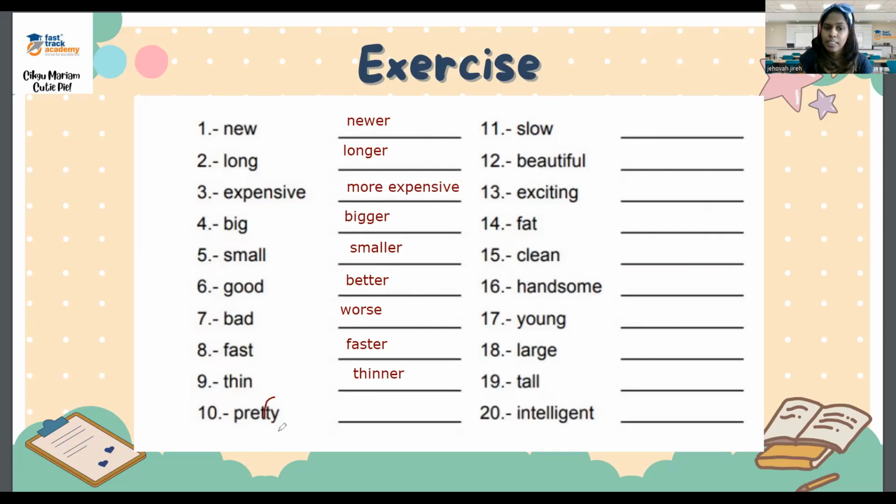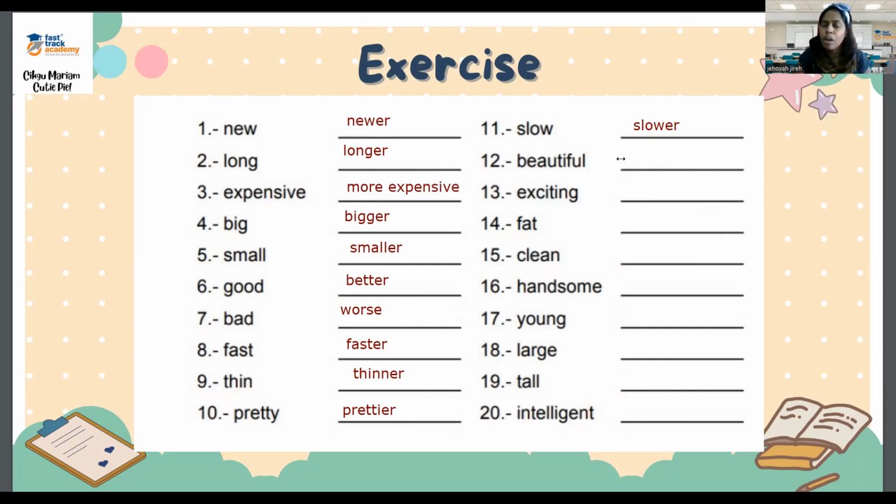Pretty. Y. So what do you do with the Y? You cut off the Y and you add an I-E-R. So what do you say? Prettier. Okay, good. Number 11, what would your answer be? How do you say more slow or slower than? Yes, you use the word slower. You just have to add an ER.